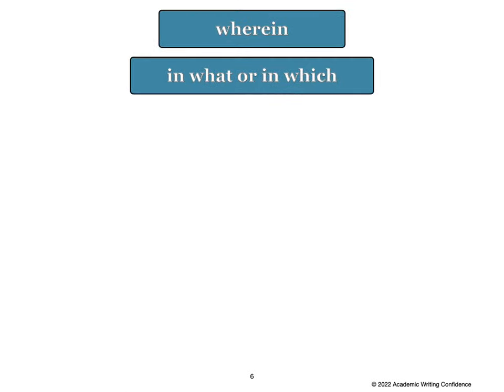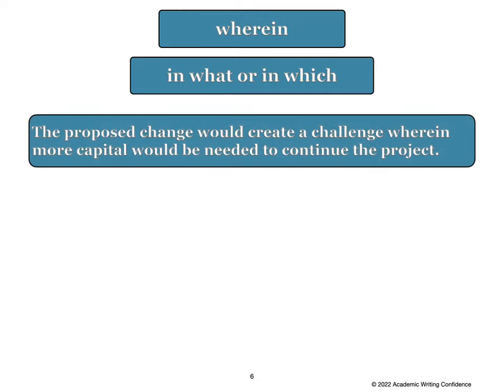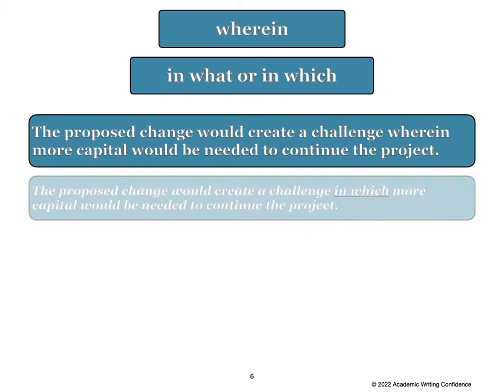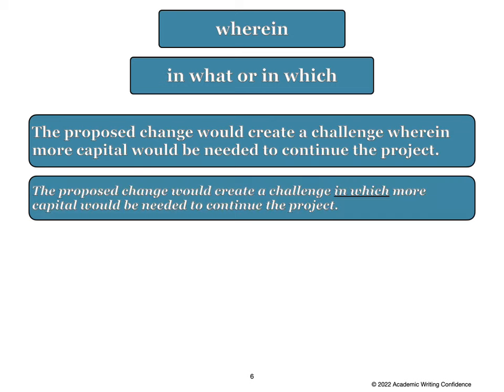Wherein means in what or in which. The proposed change would create a challenge wherein more capital would be needed to continue the project. The word capital here in this sentence means money. The company would need more money to continue the project. The sentence could be written this way. The proposed change would create a challenge in which more capital would be needed to continue the project.